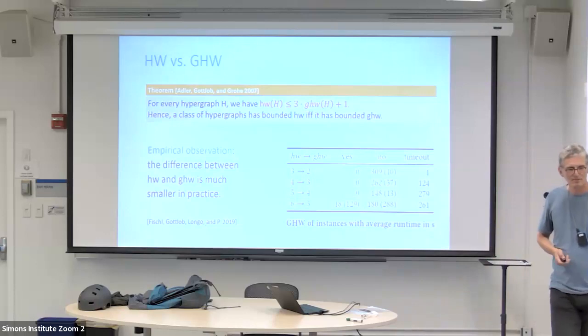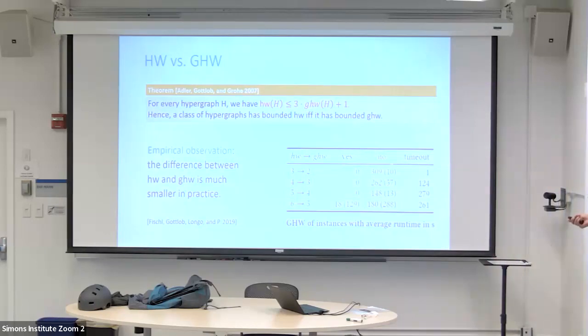What are the numbers in the parentheses? This was the average time that our generalized HyperTree width algorithm needed in order to give a no answer. The average is not that bad, but if it was above 3,600 seconds, then we stopped. So the average only takes into account the successful cases.